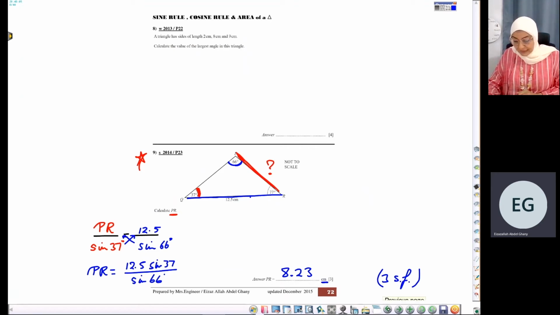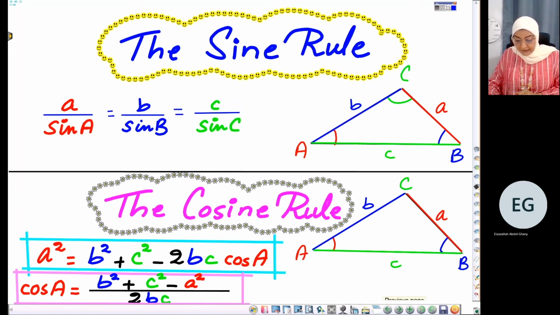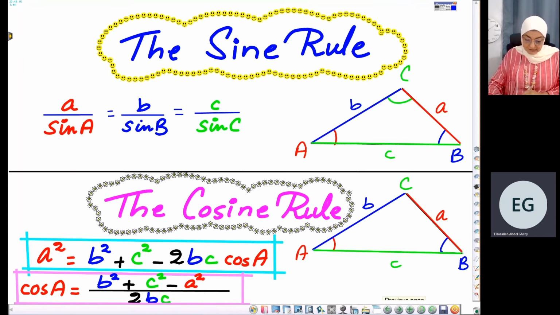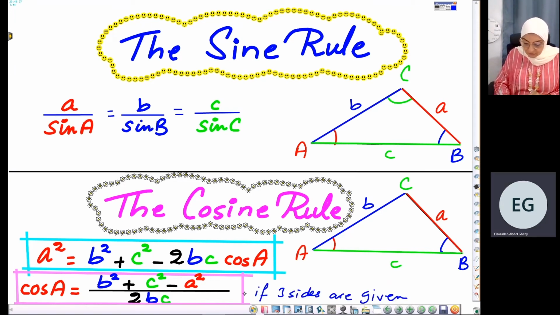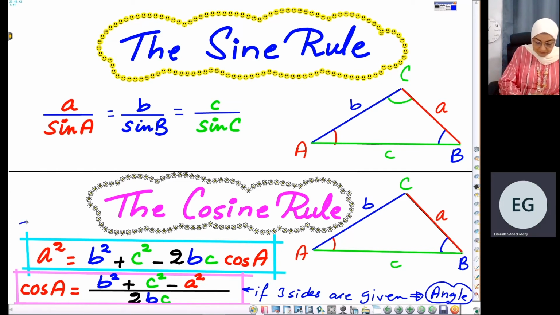Now let's go to the cosine rule and when to use it. The cosine rule, we use it if given 3 sides. If 3 sides are given, use this rule. This rule is to find an angle. Any angle you wish. Okay? And the other case to use it, if given 2 sides and the included angle. It should be included. In this case, you will find a side.